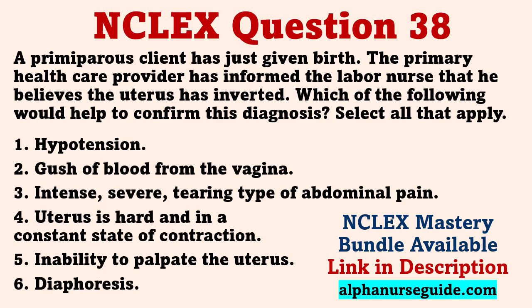The correct answers are 1, 2, 5, and 6. Uterine inversion is indicated by a sudden gush of blood from the vagina, leading to decreased blood pressure and an inability to palpate the uterus, since it may be in or protruding from the vagina, and any signs of blood loss, such as diaphoresis, paleness, or dizziness could be observed at this time. Intense pain and a hard contracting uterus are not associated with uterine inversion.